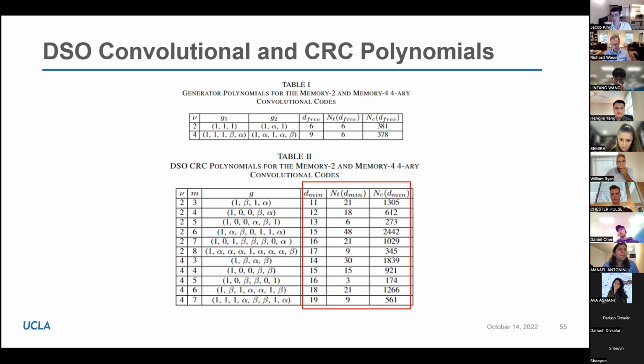The column n sub t of d-min refers to the number of trellis paths that start and eventually return to the zero state of the trellis with weight d-min, and n sub c of d-min refers to the number of code words of the length n CRC-ZTCC block code with weight d-min. Each code word of n sub c consists of one of the trellis paths of n sub t, with the rest of the code word consisting of zeros. As such, n sub c can be thought of as the number of offsets that the trellis paths in n sub t can take within the length n code word.